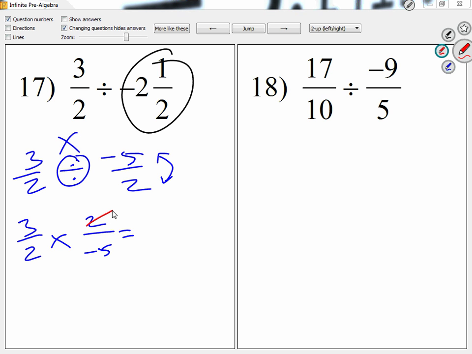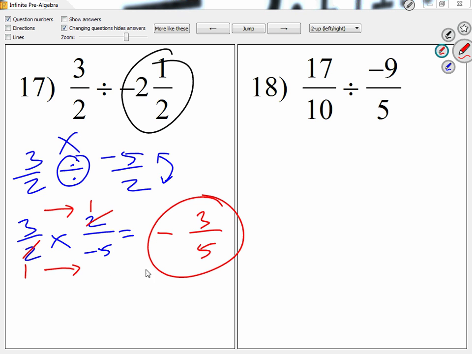I'm going to simplify the 2's, dividing by 2. Now I'm just going to multiply straight across. On the top I have 3, at the bottom I have 5, and don't forget your negative sign. Right, the 5 had a negative sign, so the answer is negative.